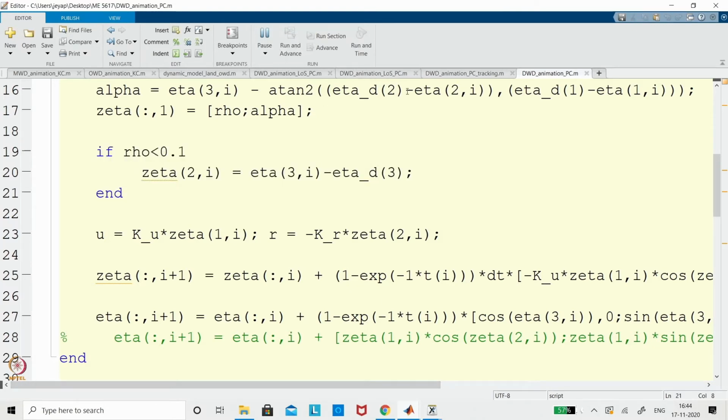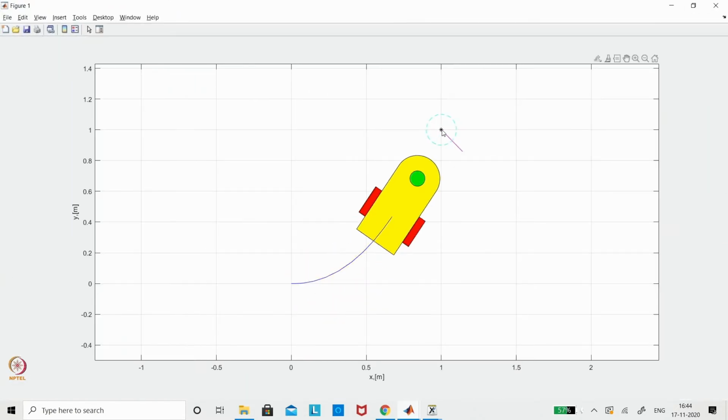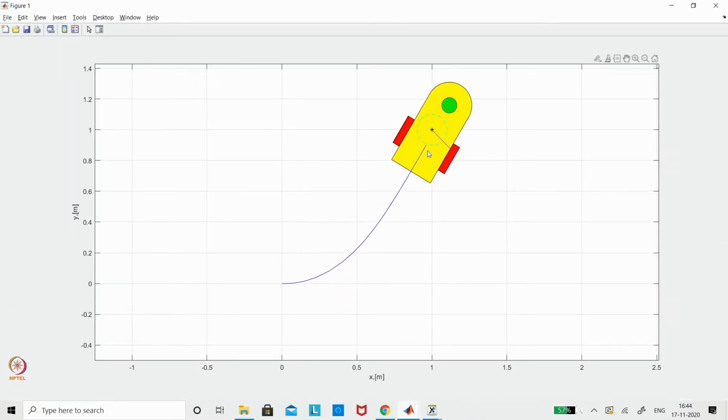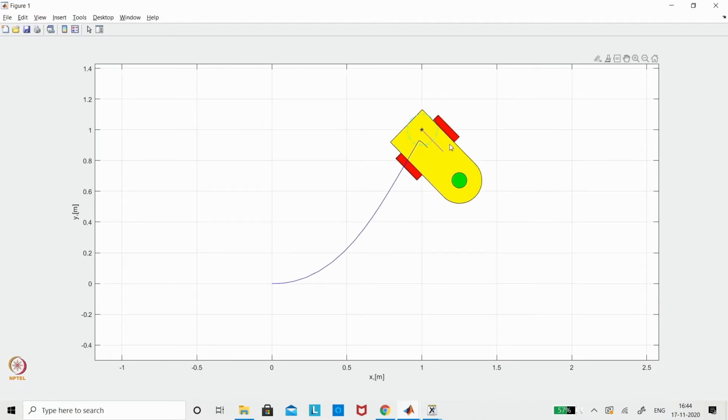So that is what it is actually like doing it. You can see it starts from (0, 0) and tries to go to (1, 1). Once it reaches within the 10 centimeter circle, it tries to follow the orientation, but both are not directly controllable, which is why there is a compromise between position and orientation. Now you got it, what a non-holonomic vehicle is and where you can apply it, right?